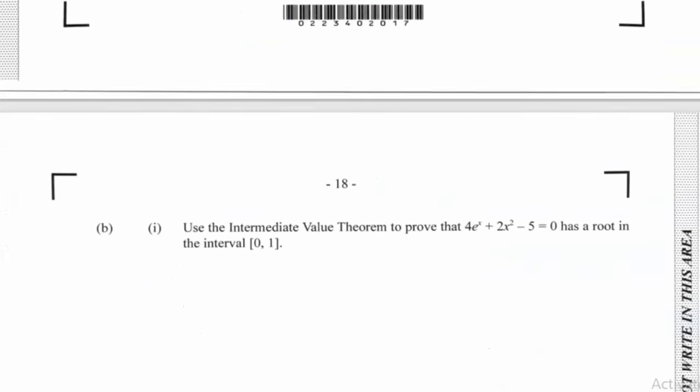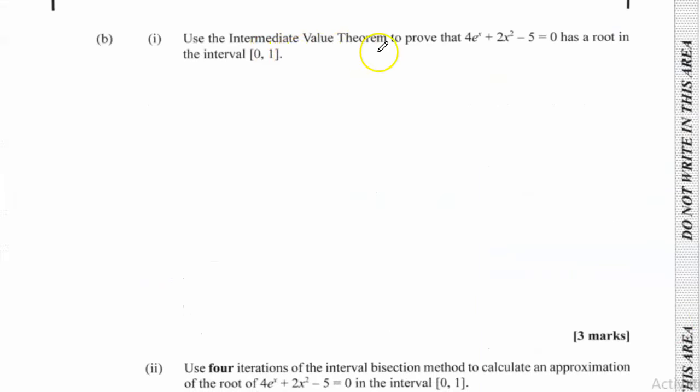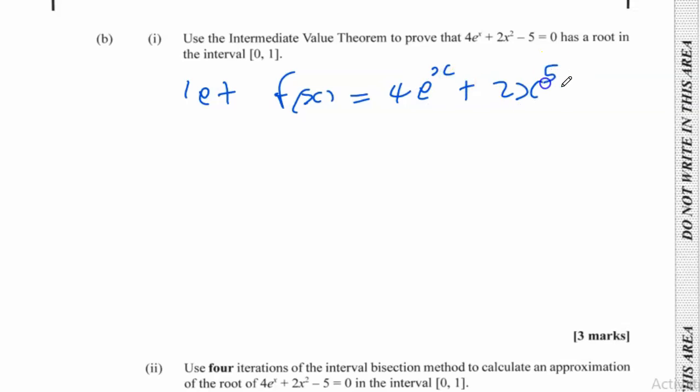And that's that. Part B. Use the intermediate value theorem to prove that 4e^x + 2x² − 5 = 0 has a root in the interval (0, 1). So we can let f(x) equal to the function there, 4e^x + 2x² − 5. We can find f(0). Now f(0), replace x with 0, so you get 4e^0 minus 5, because the 2x² term will become 0.